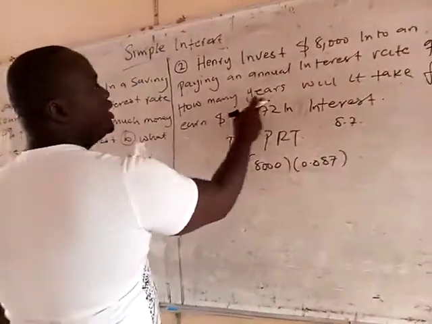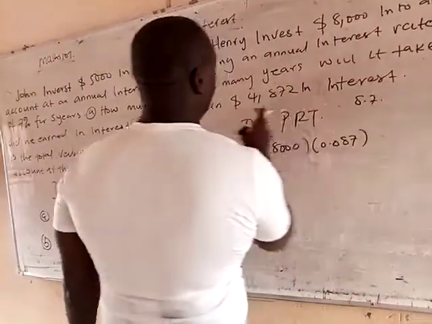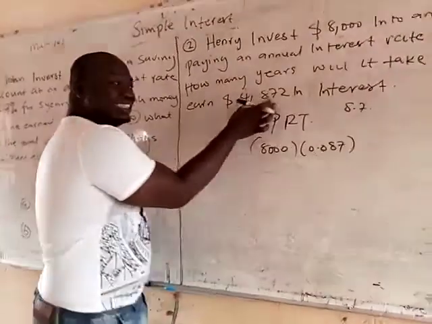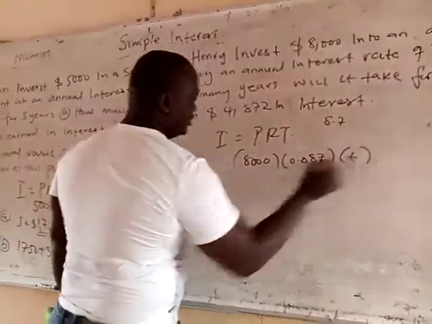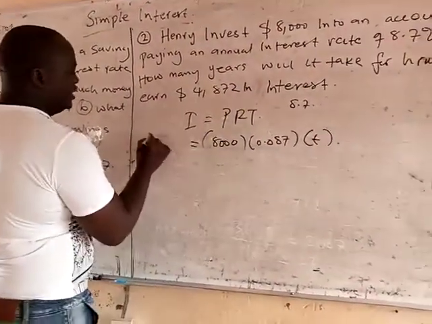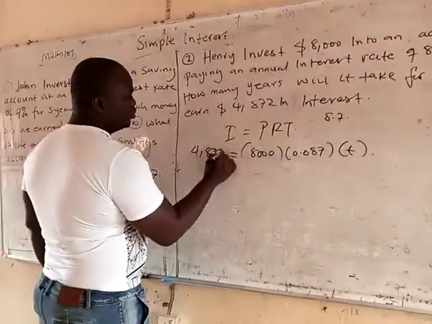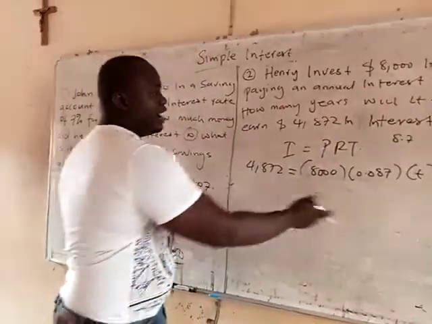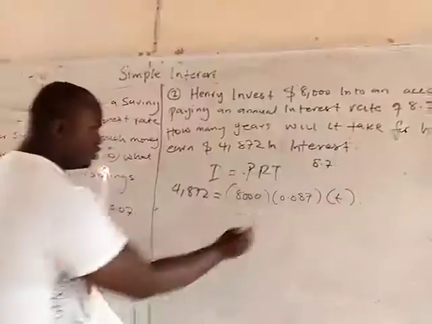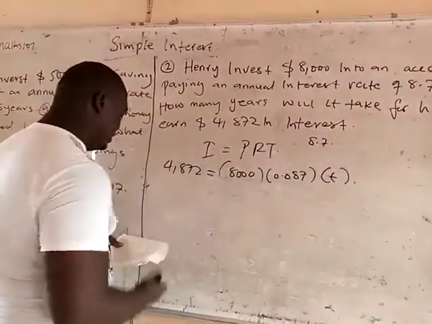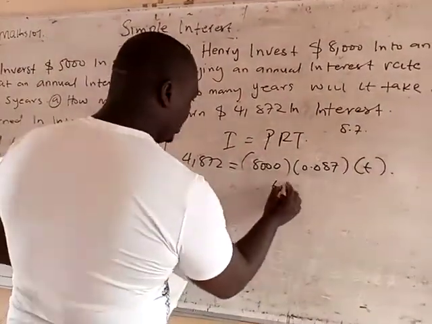Now, the next thing is, he invests this. Now, they want to know how many years will it take for him to earn this. That means this is the interest. Now, they want to know what? Our time. So, you already have your interest to be what? 4,872. Now, all we have to do is just cross multiply and our answer will flow naturally. So, all you have to do is 8,000 times this. 8,000 times this will give you what?